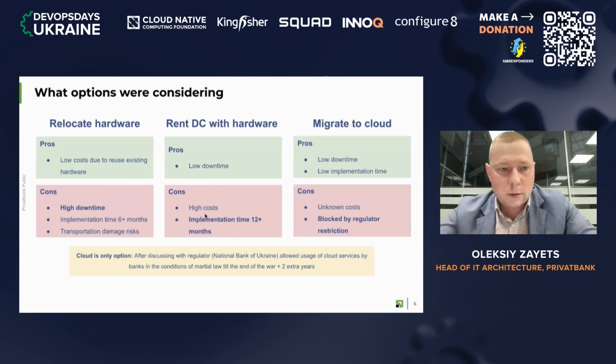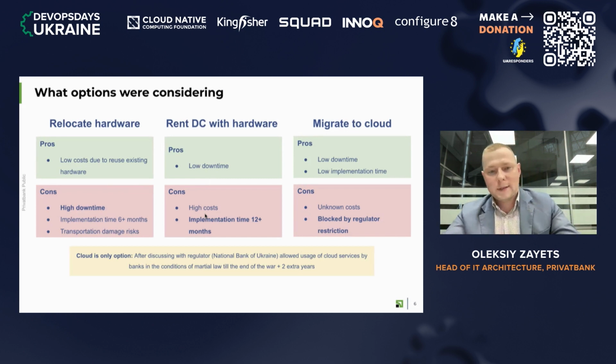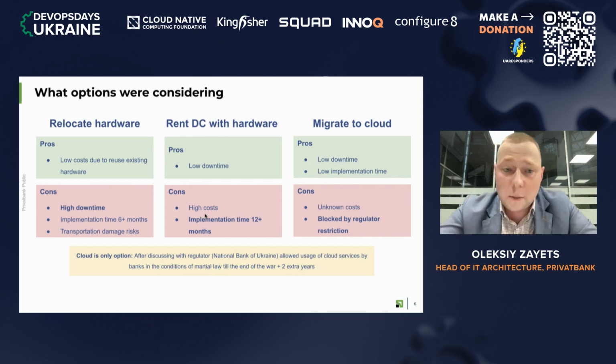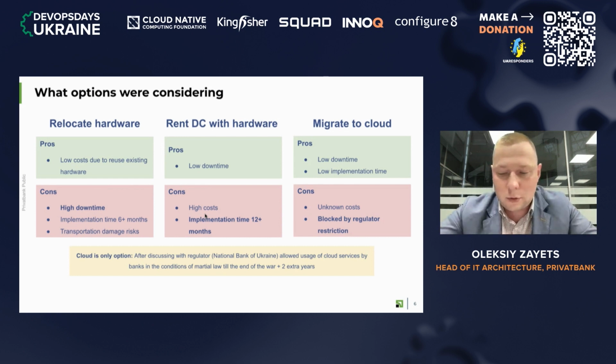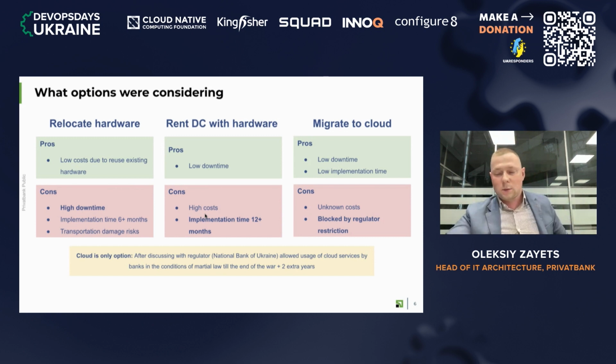There were three options. The first was to relocate our hardware to a foreign data center in the nearest European country, for example, Poland. But unfortunately, the main deficiency of this strategy was high downtime. We would need to physically relocate our equipment to Europe, which could take some months or cause transportation damage during the move. That's why this strategy was declined.